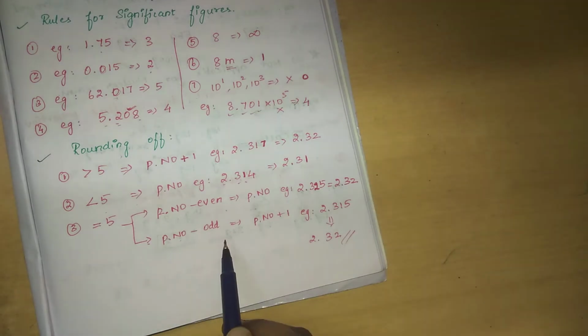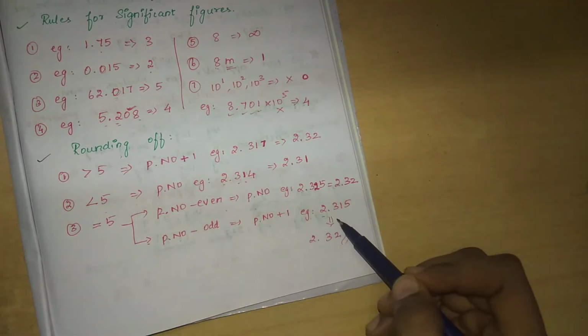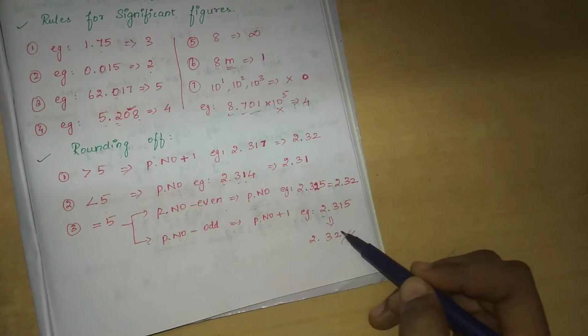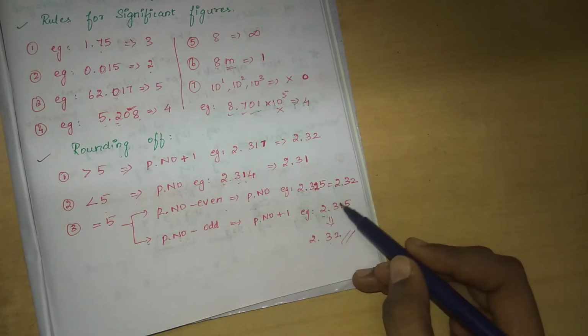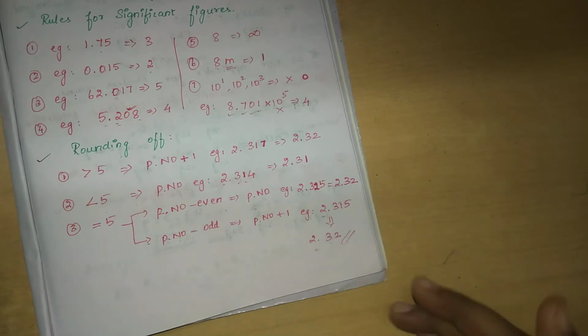When the preceding number is odd, the preceding number should be added with 1. For example, 2.315 will be converted to 2.32 because the preceding number is odd, which is 1. It should be added with 1 and it becomes 2.32.